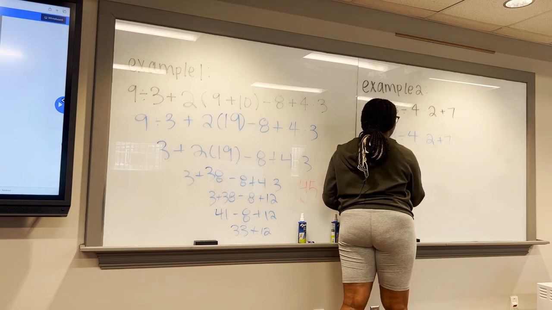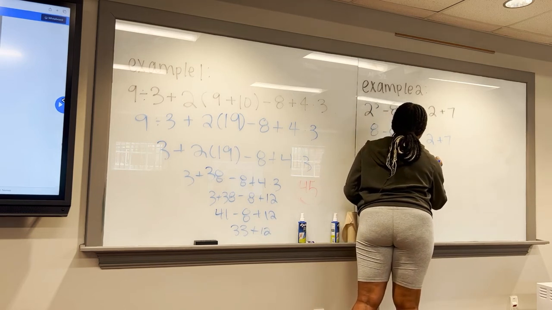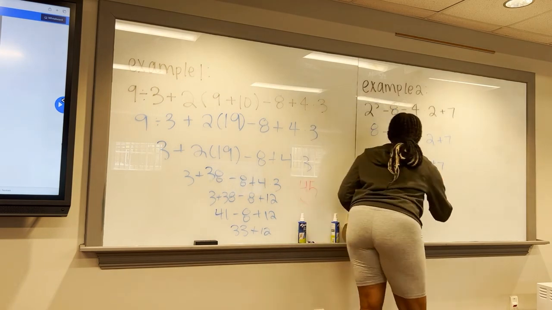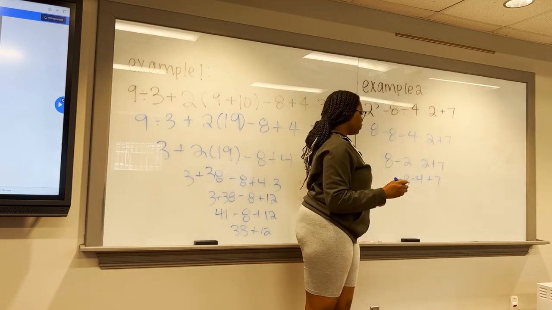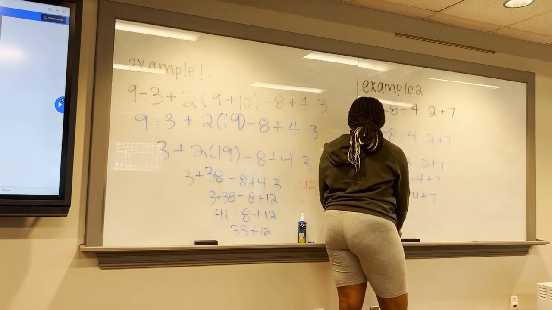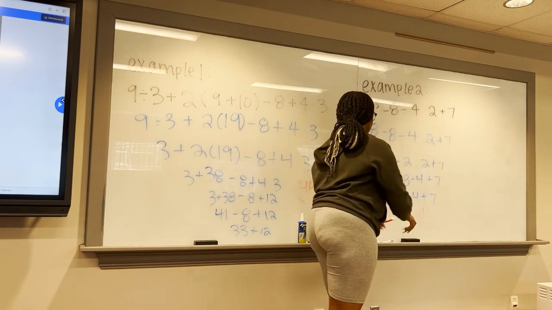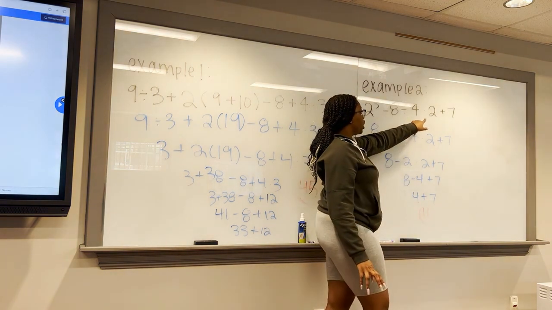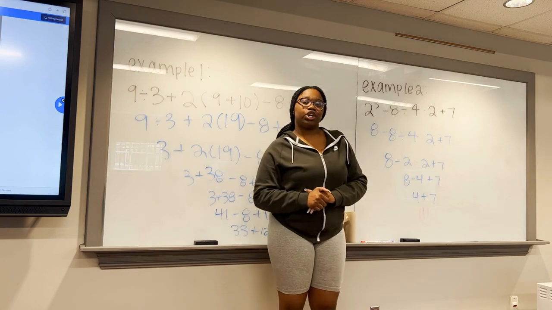So 8 minus 2 times 2 plus 7. What is 2 times 2? 4. 8 minus 4 plus 7. 4 plus 7 equals 11. So 2 to the power of 3 minus 8 divided by 4 times 2 plus 7 gives us the answer of 11. And that will conclude my presentation.